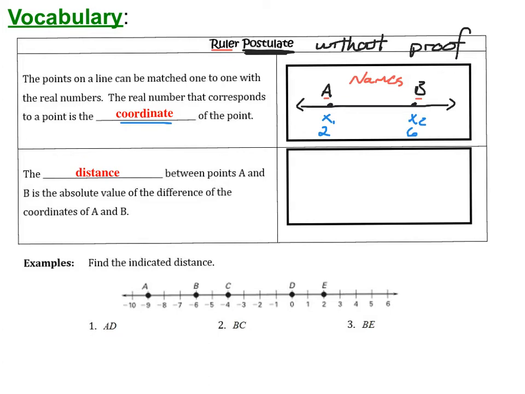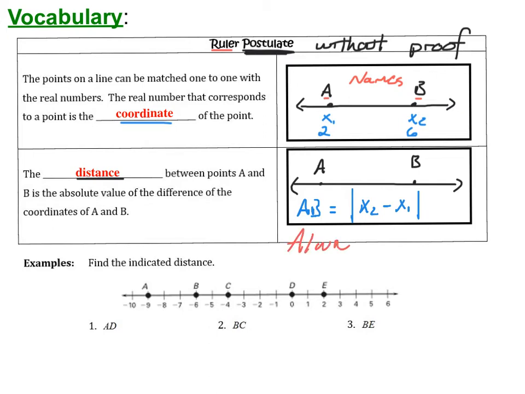Next thing is locating the distance between those 2 points on my number line. So once again, we still have points A and B, and if I want the distance from A to B, or the length of segment AB, I'm going to do x2 minus x1, and then I'm going to take the absolute value of that. The reason I'm using absolute value here is because distance anywhere is always positive.